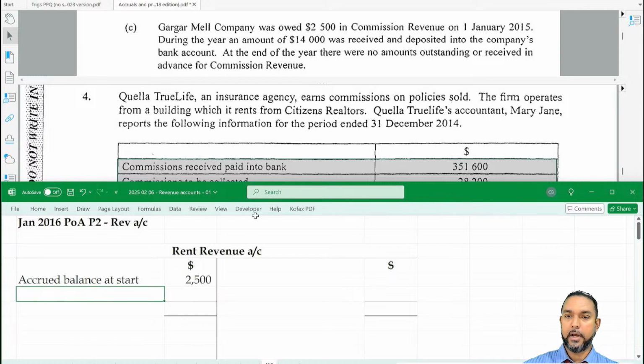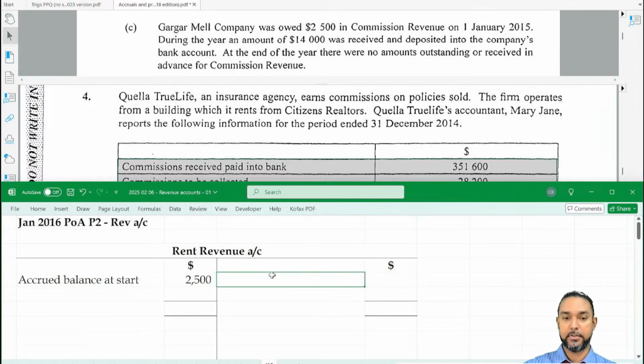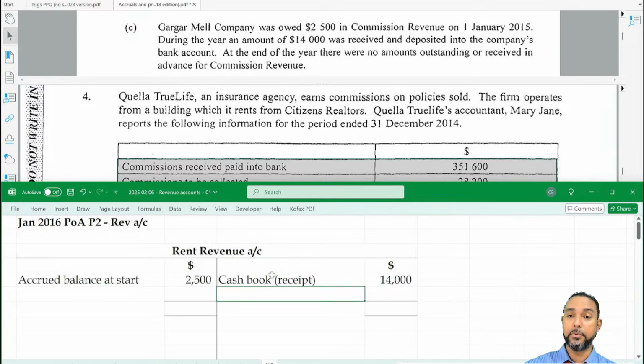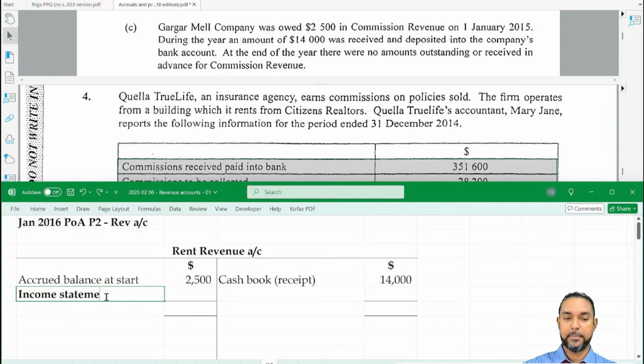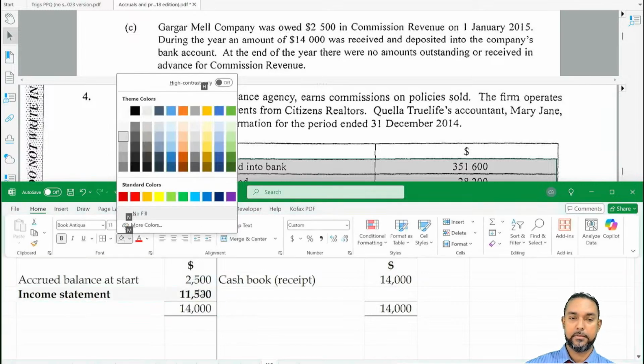2,500. Right, and then during the year, an amount of 14,000 was received. Sorry, not 1,400. So as the cash book figured as the receipt, 14,000, and then they told you at the end of the year there were no amounts outstanding or received in advance. So the only thing missing therefore is the income statement figure, which would be the difference. If you add up this side and get 14,000, this side has to be 11,500.